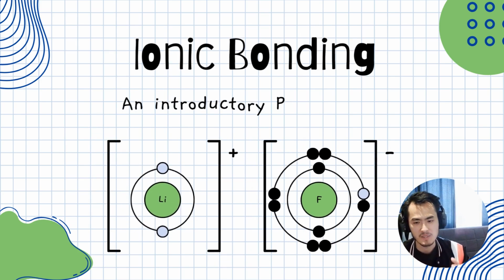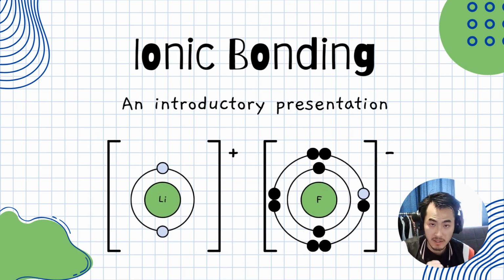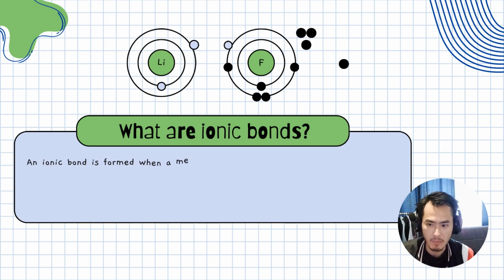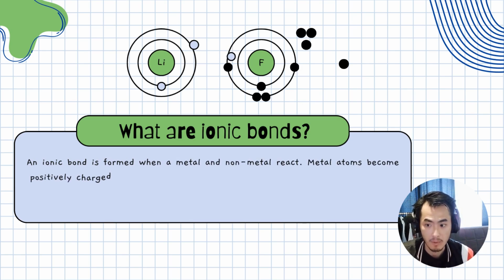So for today's lesson, we are exploring ionic bonding. As you know, there are many types of chemical bonding, so today will be on ionic bonding. So you may ask the question, what is an ionic bond? An ionic bond forms when there's a metal and a non-metal reacting. So the metal atoms will become positively charged ions because they will lose electrons.